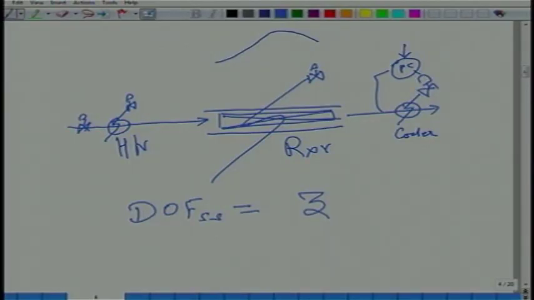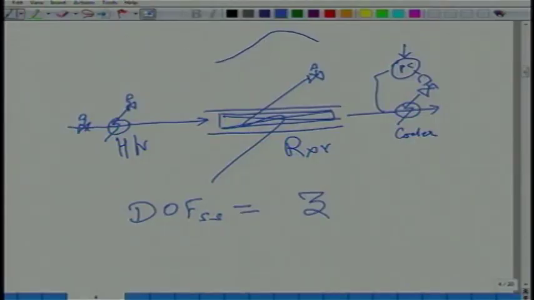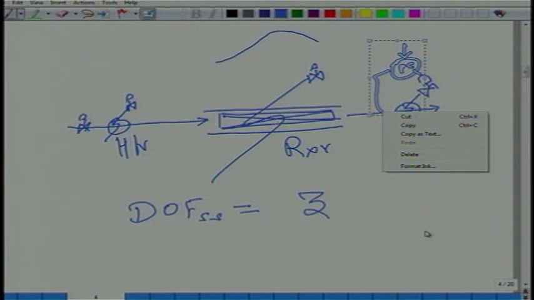be counted because it is a reactive inventory. It is not a non-reactive inventory. Does this make sense or no? Yes. No, but you see, whatever is the pressure here is the pressure in the reactor. Yes or no?